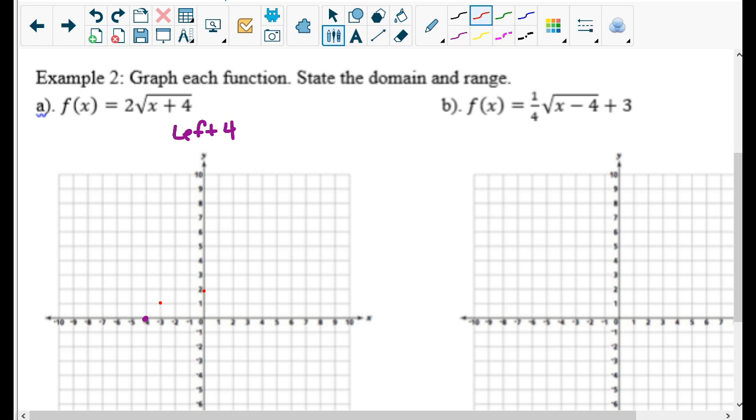This 2 though is my multiplier. So instead of going over 1, up 1, I'm going to take that 1 times 2 and go over 1, up 2. And then I'm going to go over to the 3. Instead of being at 2, I'm going to multiply that by 2 and go up to 4. So here's my new graph. And again, once you get a couple of those points on there, you can just sketch that graph.